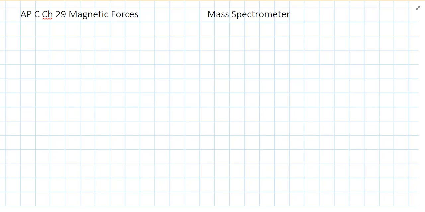Hey folks, in this video we're going to talk about applications of electric and magnetic fields, and this particular one is going to be the mass spectrometer. Let's say you're a CSI, a crime scene investigator, and you find an unknown substance and you want to know what it is. If you've ever watched a crime show, they take the material and vaporize it in some machine, and all of a sudden the machine tells them what the substance is.